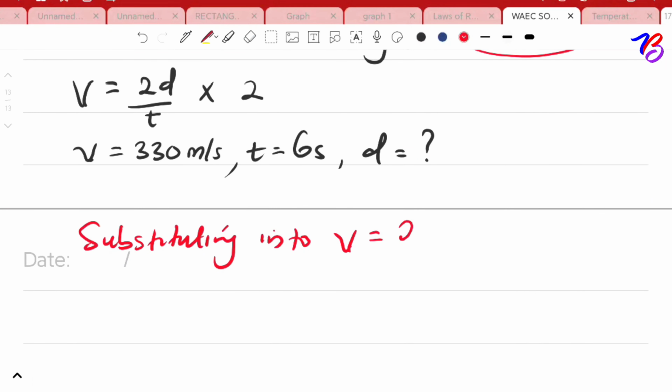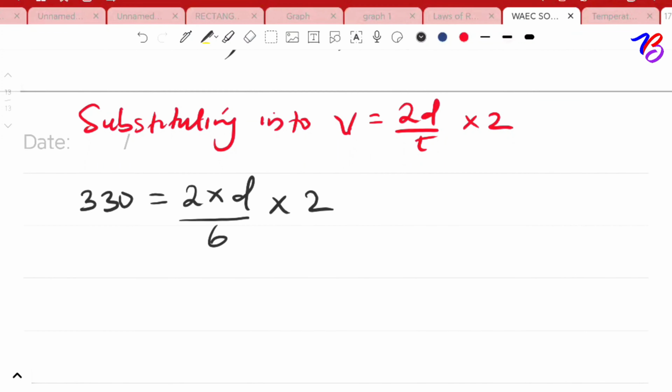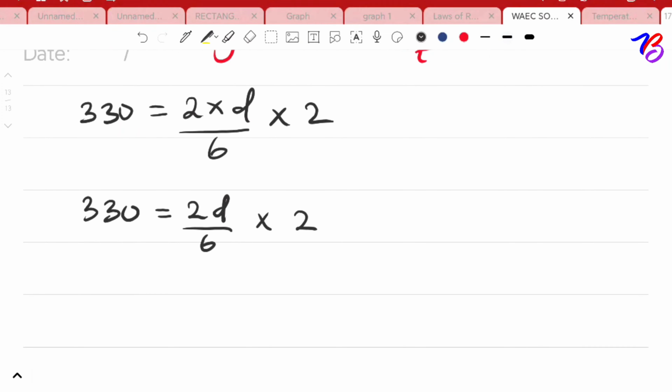So let's substitute into V is equal to 2D over T times 2. Okay? Recall, I said I will use this at the end of this solution. So 330 is equal to 2 times D over 6 multiplying 2. So let's proceed further by cross multiplying. If we cross multiply this, so let's rearrange this and rewrite it. 330 is equal to 2D over 6 multiplying 2. Okay? So let's proceed further by cross multiplying.